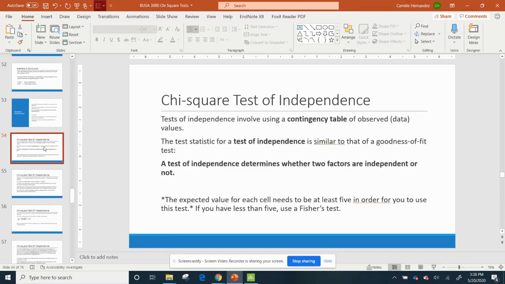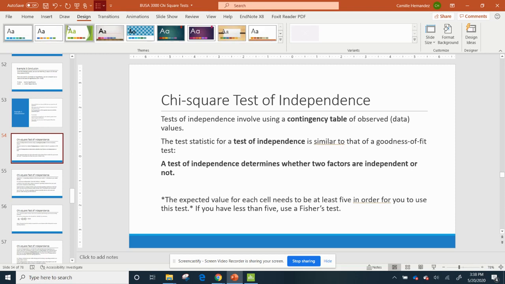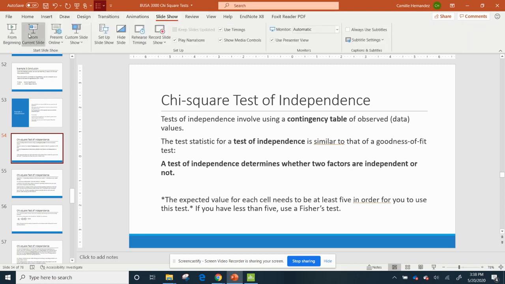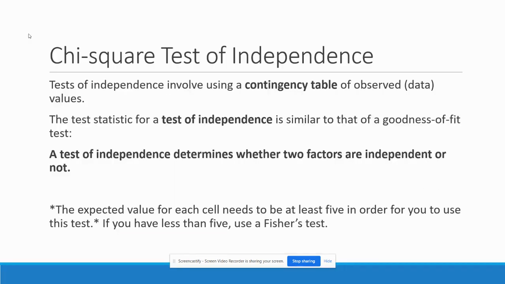So we've covered chi-squared goodness of fit. Let's look at a different kind of chi-squared test. Oops, let me start the slideshow. We're going to do the chi-squared test of independence.